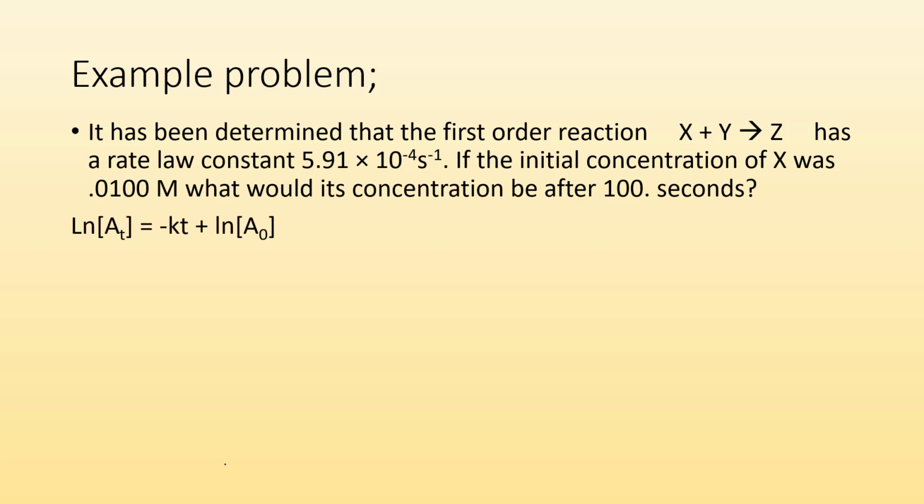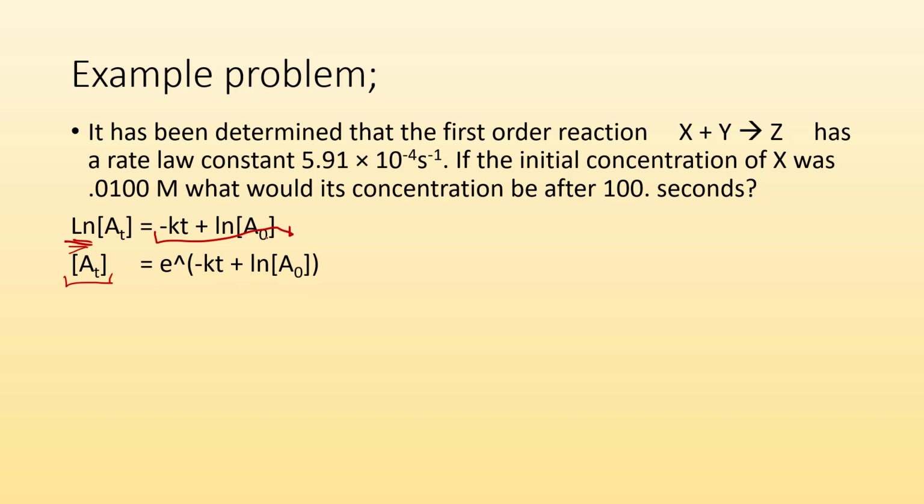So natural log of the amount at a time equals negative kt plus the natural log of the starting amount. So to get rid of this natural log, you have to put both sides to the power of e. So basically, it's e to this whole thing, and that gets rid of the natural log on the left side. So now we have the amount at a given time equals e to the negative kt plus ln of A0. So then you just plug and chug.